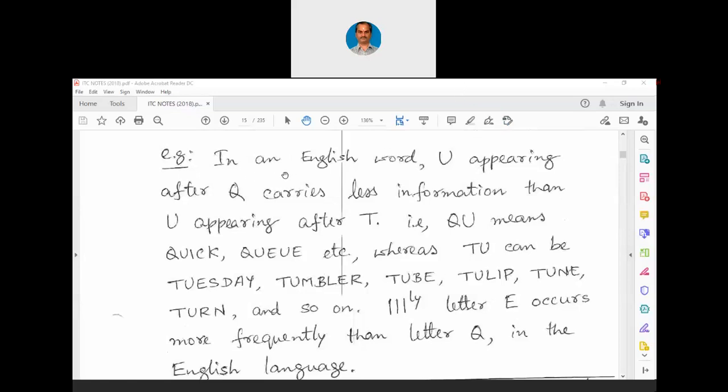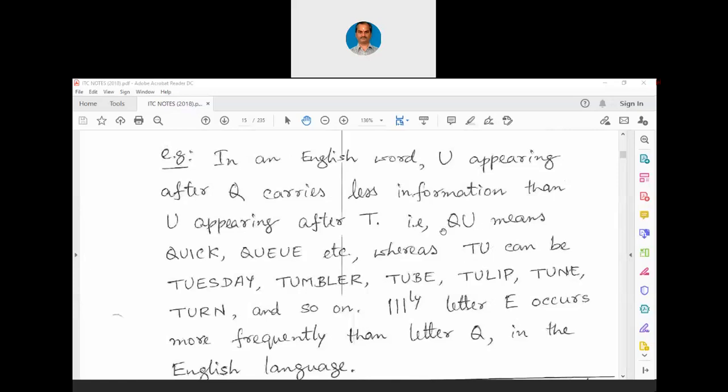Let me give an example. In an English word, U appearing after Q carries less information than U appearing after T. For example, QU can be quick, or it can be Q also, whereas TU can be Q stay, tumbler, cube, tulip, tune, turn, and so on. Which means U appearing after T is more probable. U appearing after Q is less probable.